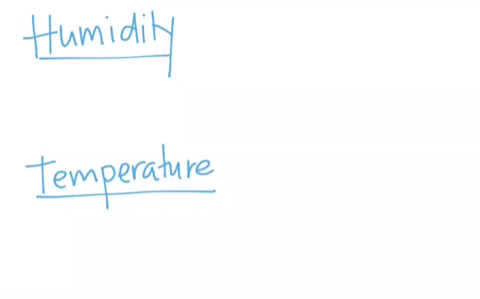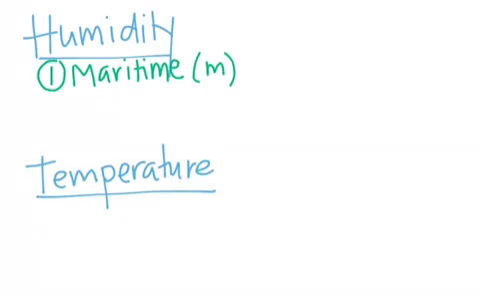Humidity. If I look at humidity, my air mass can either be formed over an ocean or it can be formed over land. If I'm looking at one that's formed over an ocean, we call this maritime. And if you ever have done any sort of boating, that may look familiar to you when we represent maritime with a small m. And again, these are our ocean-formed air masses.